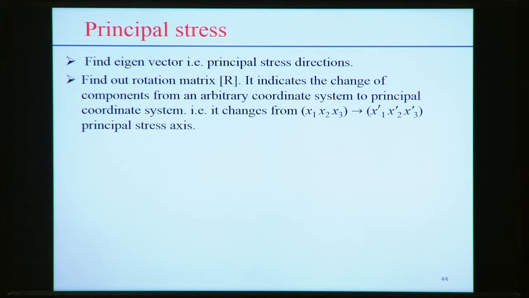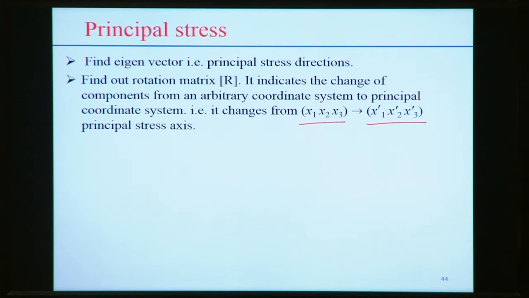After finding all the roots of the equation, or the principal stresses from one specific stress tensor, we need to solve the eigenvector problem to find the principal stress directions. But in this case it is easy to follow the rotation matrix, which indicates the change of components from an arbitrary coordinate system to the principal coordinate system. We can directly use the concept of the rotation matrix to find the direction. But this is beyond the scope now.